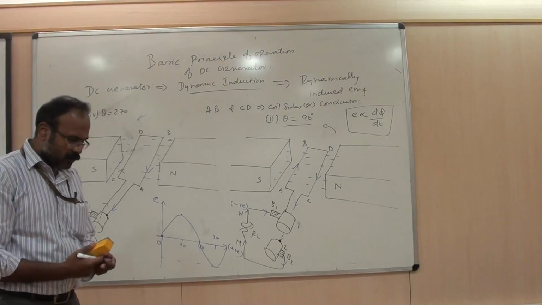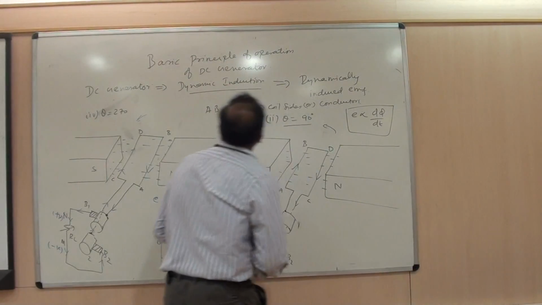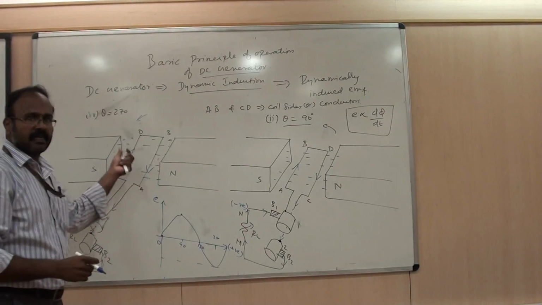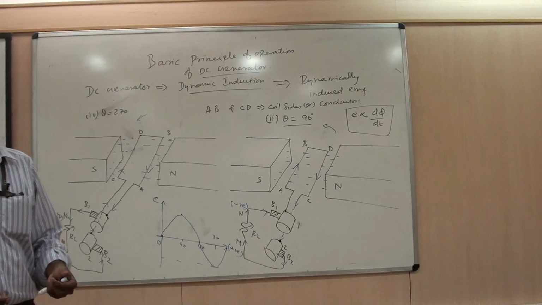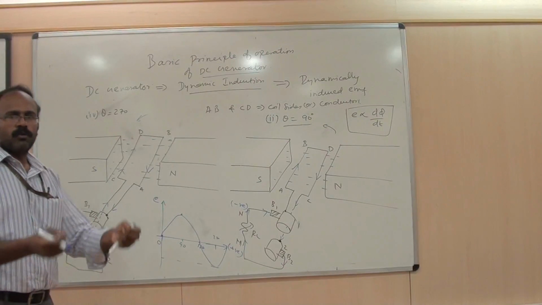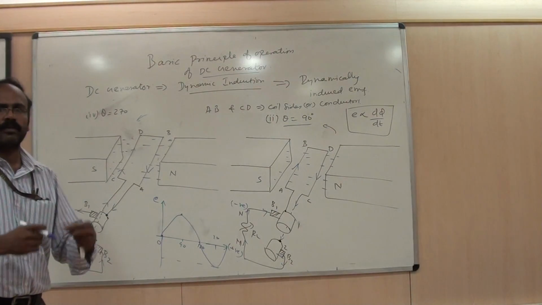So the point we should understand here is, even though it is a DC generator, the actual EMF induced in the conductors or in the coils is purely AC. It is not DC. If you want to make it DC, we should rectify it using some means.